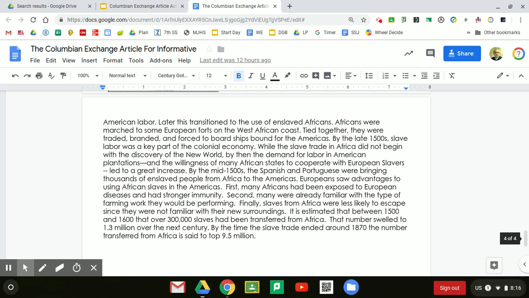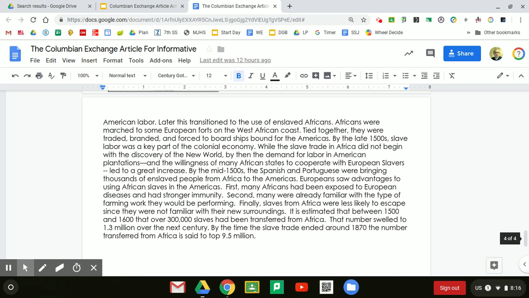While the slave trade in Africa did not begin with the discovery of the New World, by then the demand for labor in American plantations and the willingness of many African states to cooperate with European slavers led to a great increase. By the mid-1500s, the Spanish and Portuguese were bringing thousands of enslaved people from Africa to the Americas.